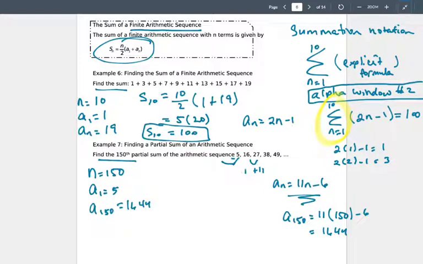So now we're going to do our formula. We're going to do S of 150 because we're adding up the first 150 terms. We'll do 150 divided by 2, and then in parentheses we'll have 5 plus 1,644. So that comes out to 123,675.